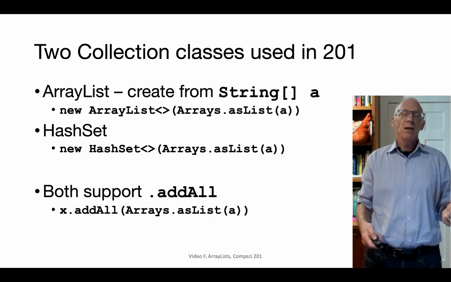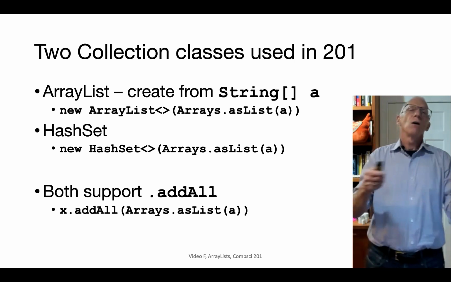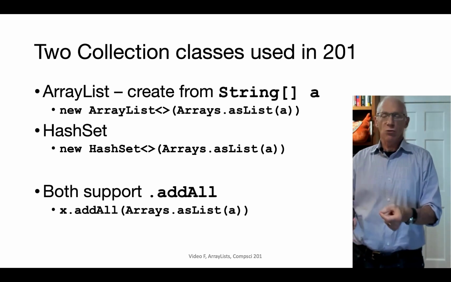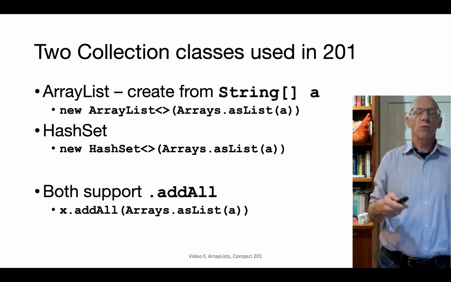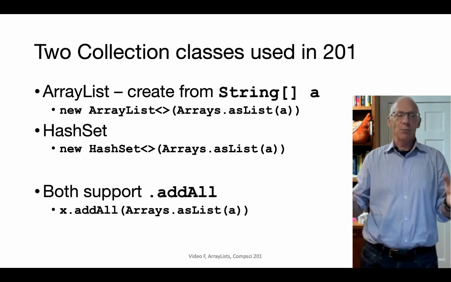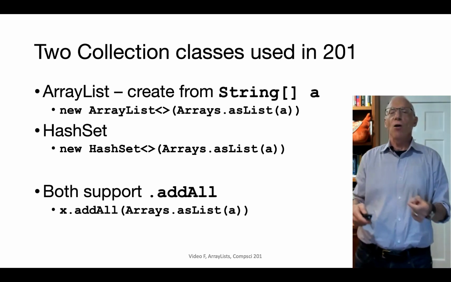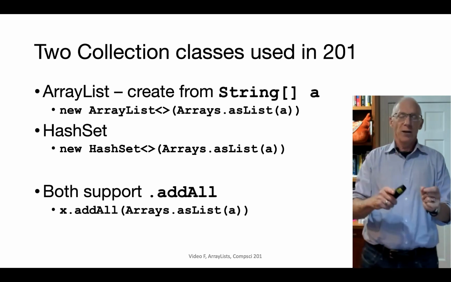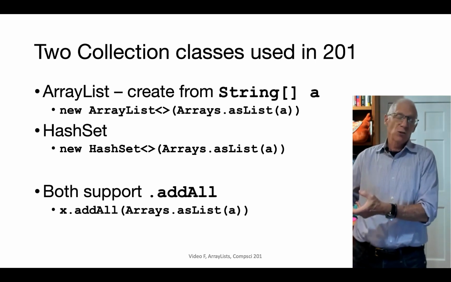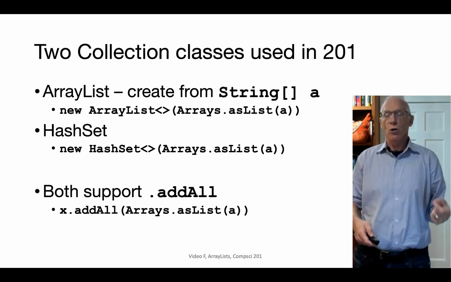We have seen in other contexts Arrays.asList used to construct an ArrayList. I can also use Arrays.asList to construct a HashSet. Both the ArrayList class and the HashSet class have a constructor that takes a list as a parameter. Both those classes also have a handy .addAll method. .add always adds one element. .addAll adds all the elements from a list, as it turned out from other collections, into X, where X could be an ArrayList or a set.